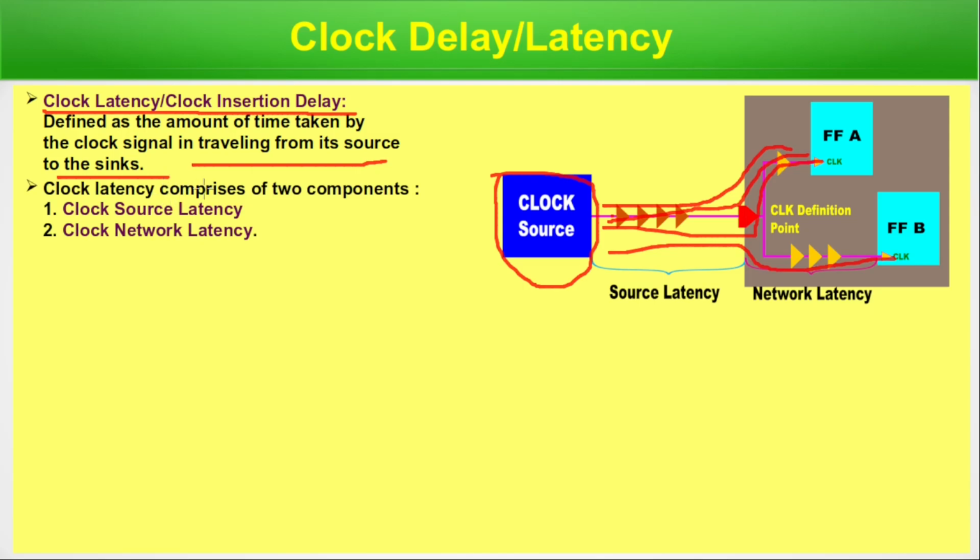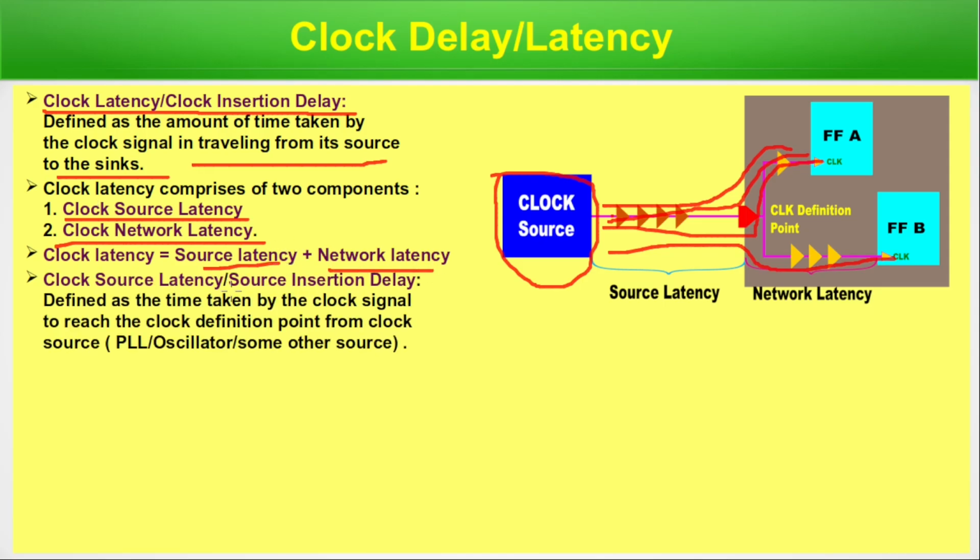Next, clock latency comprises two components. One is clock source latency, another is clock network latency. Now let's see what those two things are. Clock latency is basically the summation of source latency and network latency. Clock source latency or source insertion delay is defined as the time taken by the clock signal to reach the clock definition point from the clock source.